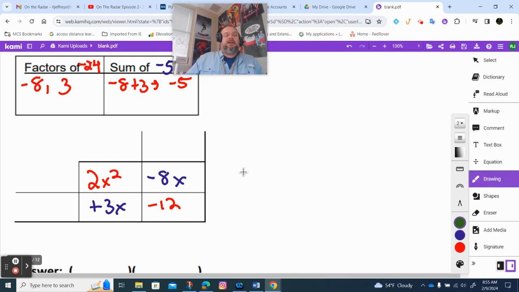Now, this row going this way, this is positive, so it's going to be positive. What is the biggest number that will divide 2 and 8? No, you're right. You had it right the first time. What's the smallest power of x? X. Okay, this is positive, so what is the biggest number that will divide 3 and 12? 3. And we can't take an x out because 12 doesn't have one.